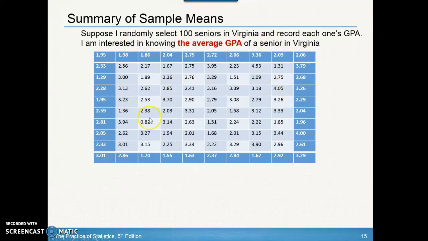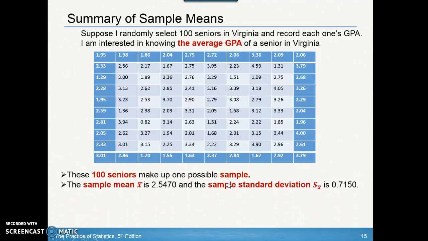So here's my 100 seniors, here's all of their GPAs. Okay, now this 100 group of seniors makes one possible sample. The sample mean, or the average GPA, for this particular group of 100 students is 2.5470. The sample standard deviation, notice the notation S of X bar, is 0.7150.